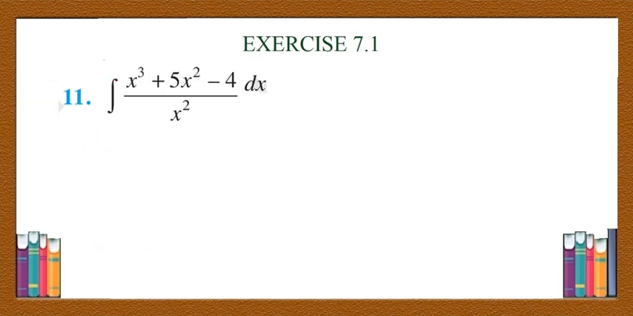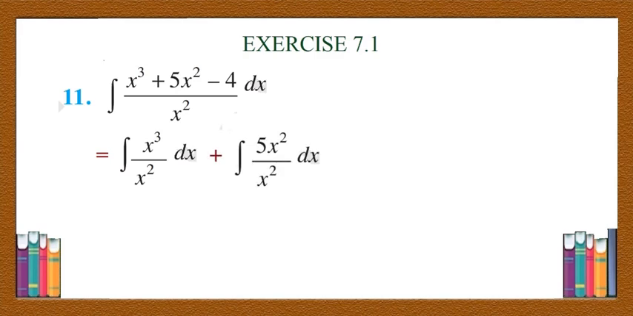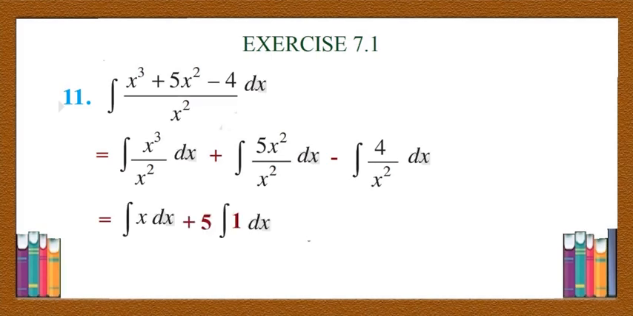Next one is integration of (x cube plus 5x square minus 4) divided by x square dx. And you can divide by x square for each term, and then you can evaluate the integral. We'll have integration of x cube by x square dx plus 5x square by x square dx minus integration of 4 by x square dx. X cube by x square is x, integration of x dx plus 5 into integration of 1 dx minus 4 into integration of x to the power minus 2 dx.